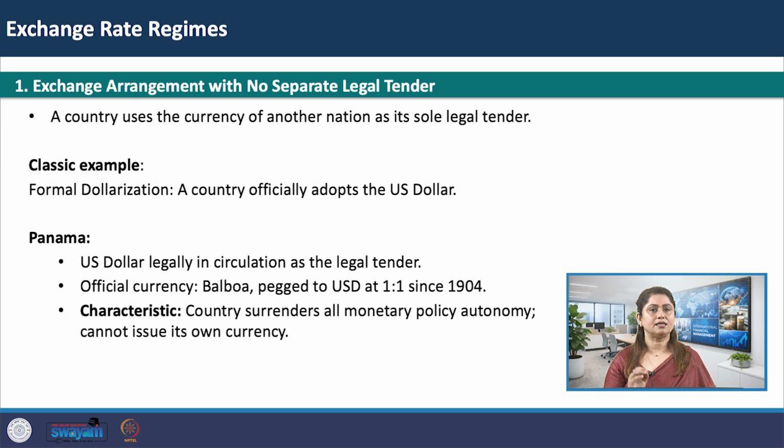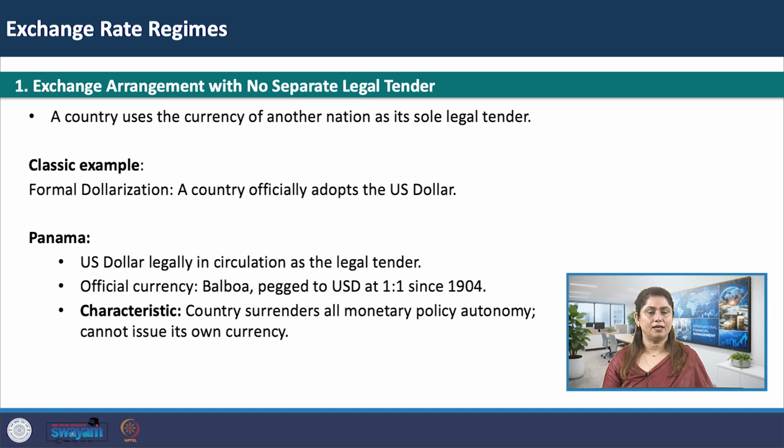Panama is a classic example. Panama's legal tender is the US dollar. There is no Panamanian currency in wide circulation. If you go to a shop in Panama City, you pay in dollars. If you need cash, you get dollars from the ATM. Panama's central bank does not issue its own bank notes.